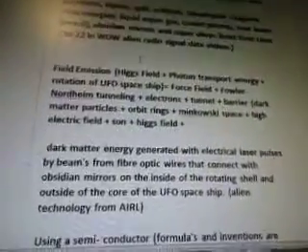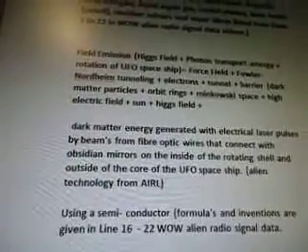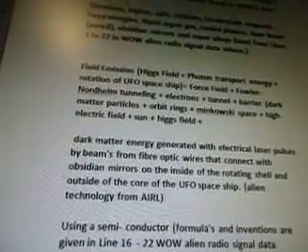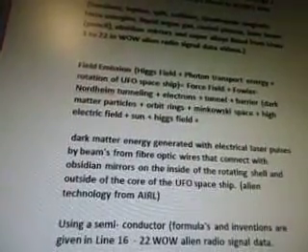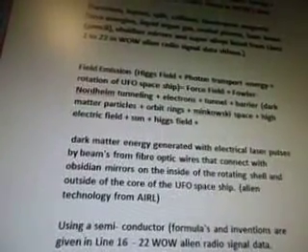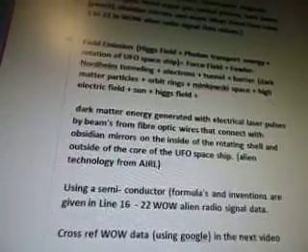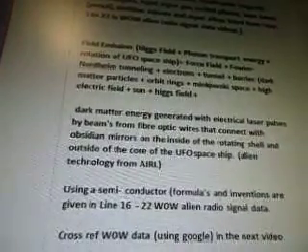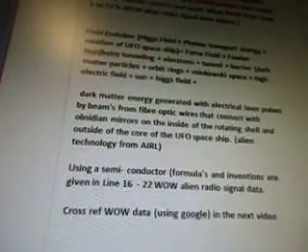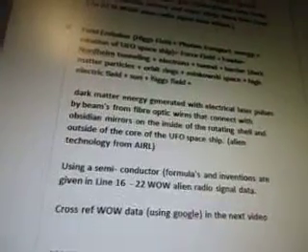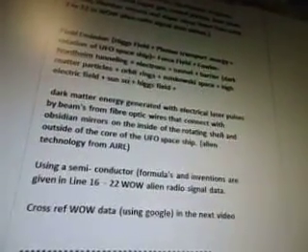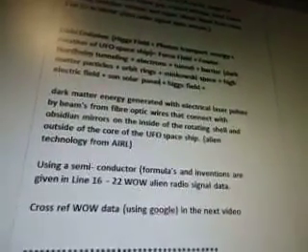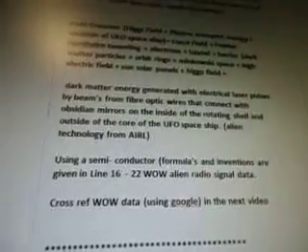Field emission would be the Higgs field plus the photon transport energy plus the rotation of a UFO spaceship equals force field, adding the Fowler-Nordheim tunneling, electrons, tunnel, barrier, dark matter particles, orbit rings, Minkowski space, high electric field, sun, Higgs field. Dark matter or sun would be solar power, okay? So I better add that on there. Solar panels. Plus the Higgs field.